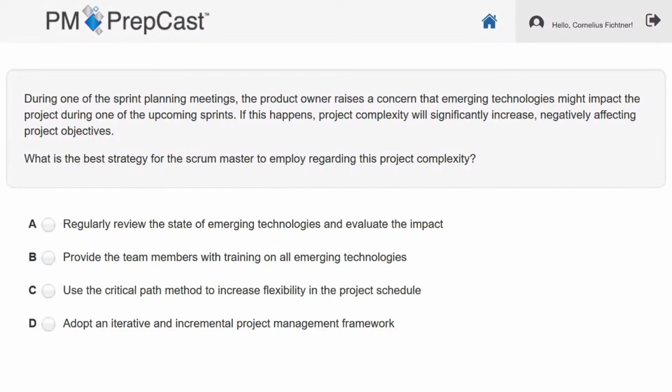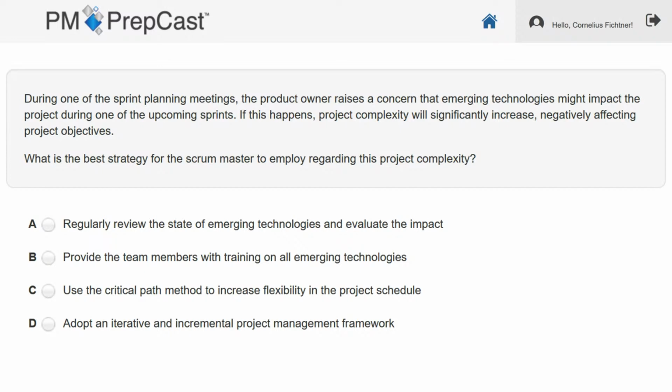I do have a PMP exam sample question for you here as well. Let's go. During one of the sprint planning meetings, the product owner raises a concern that emerging technologies might impact the project during one of the upcoming sprints. If this happens, project complexity will significantly increase, negatively affecting project objectives. What is the best strategy for the Scrum Master to employ regarding this particular project complexity?